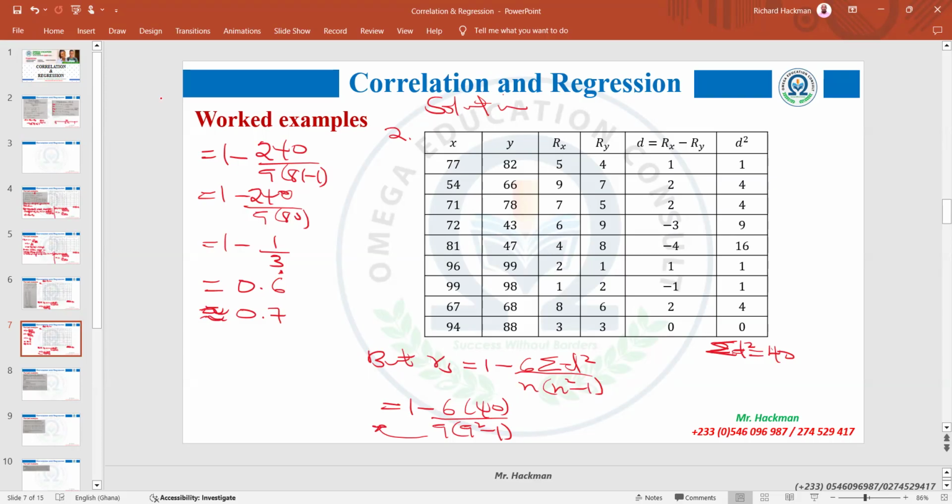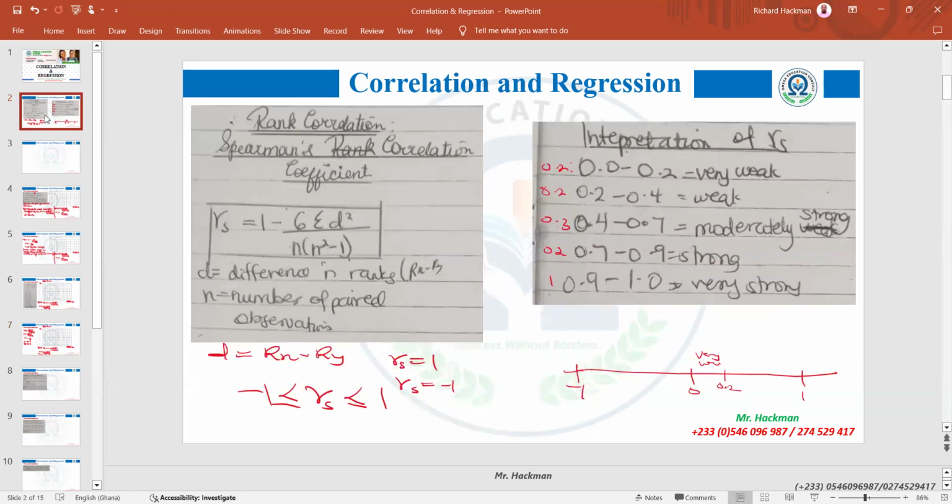So now we go to the scale and let's see what is going to happen here. So let's go to the scale again. Okay, you can see 0.7 here, 0.7 here as well. So where do you give it to?